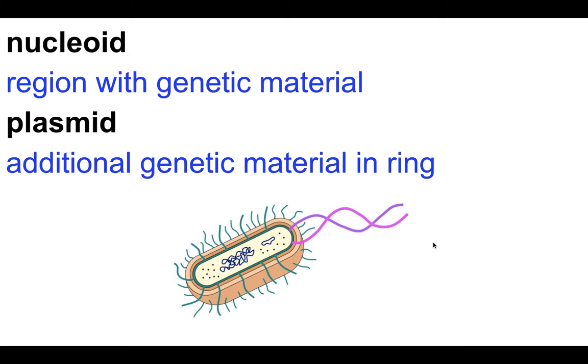The nucleoid is the region with the genetic material. So it's here on this image. It's not a nucleus because it doesn't have a membrane, but it's a nucleoid, and that's referring to the region where we see the genetic material. Many prokaryotes also have plasmids, which is this additional genetic material in a ring. So here's a plasmid.